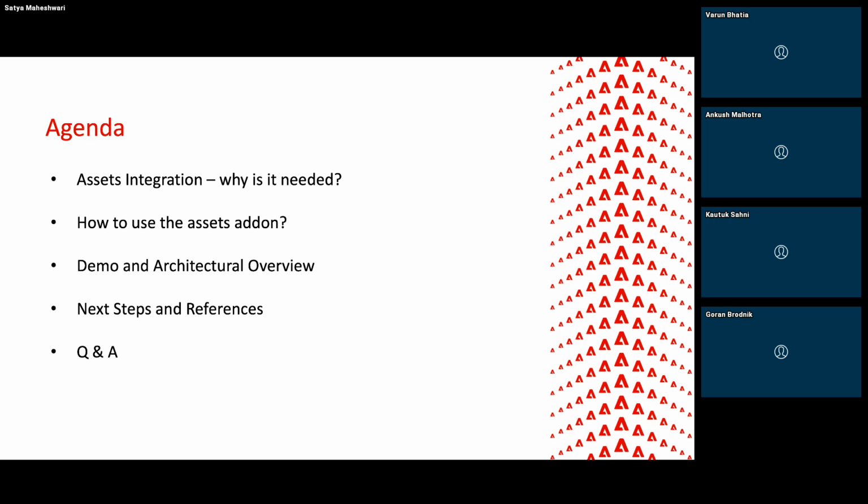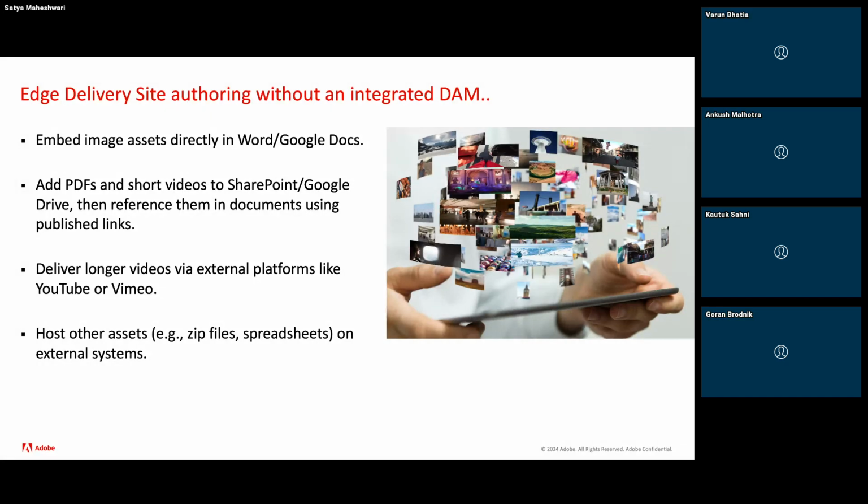So without further ado, let me just get started. Edge Delivery Services, I believe you already know about it. With Edge Delivery sites, you can do your authoring without an integrated DAM. That is very much possible. The flow is usually in that case, such as you are authoring your web page using a doc-based authoring tool, such as Google Doc or Word. And if you have to use images on the page, you would just embed the image. So you select it from somewhere, right? And place it on the Word document, and it's embedded there. And when you publish the page, the image is available there.